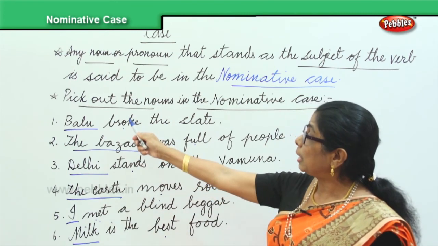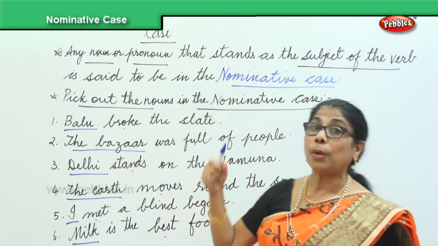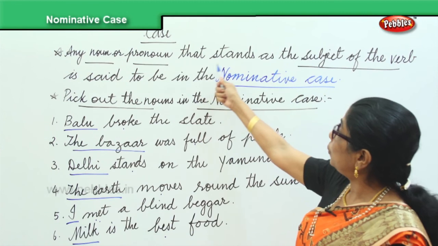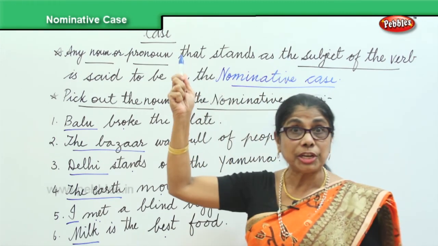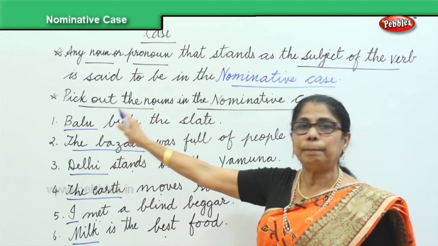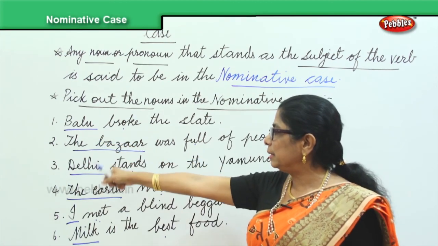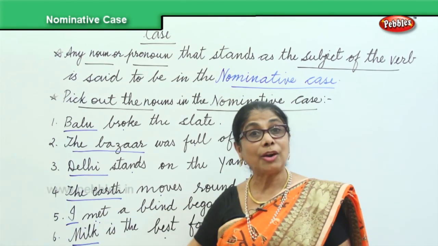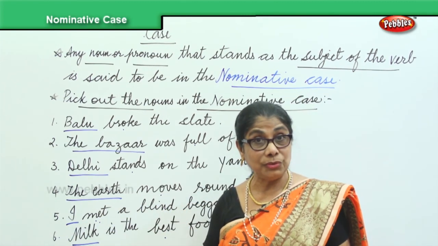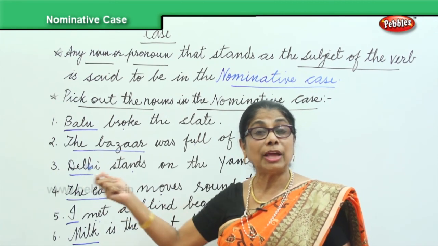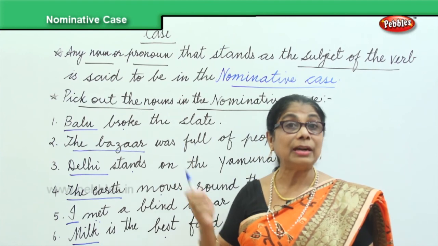Now, what are we trying to pick up? Pick out the nouns in the nominative case. What is nominative case? Any noun or pronoun that stands as the subject of the verb. We found the verb, and the subject of the verb is Balu. So, Balu, the bazaar, Delhi, the earth, I. They are all nouns. They are all in the nominative case because they are all subjects of the verb.